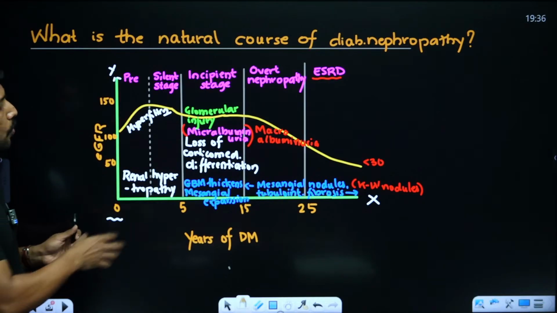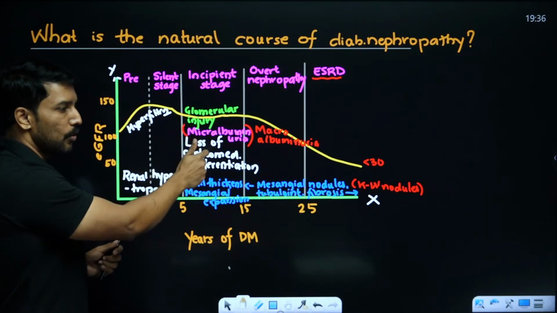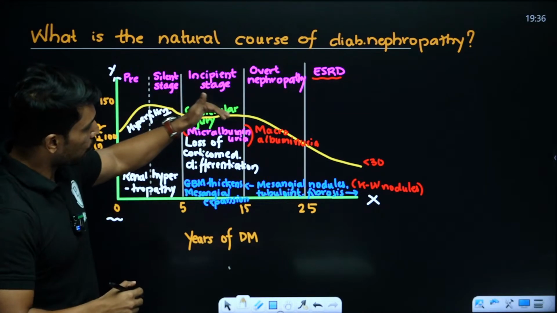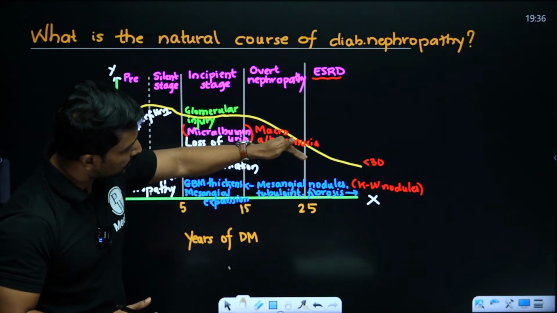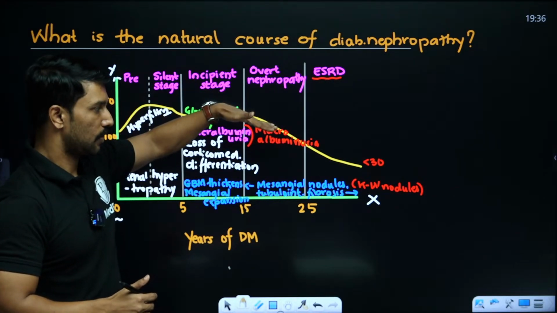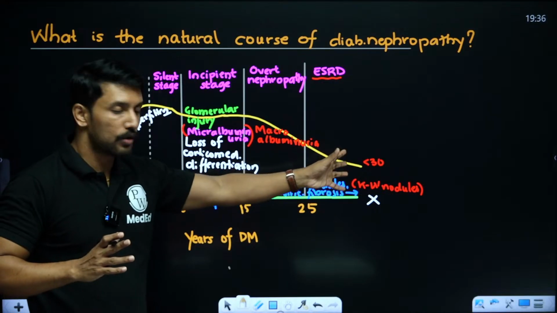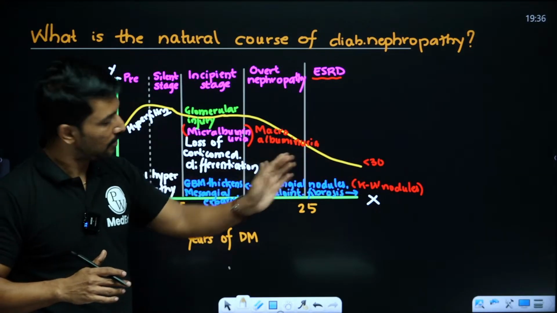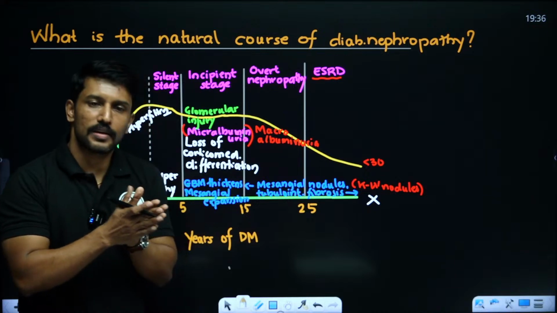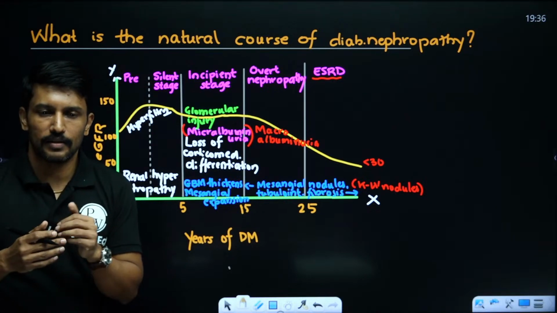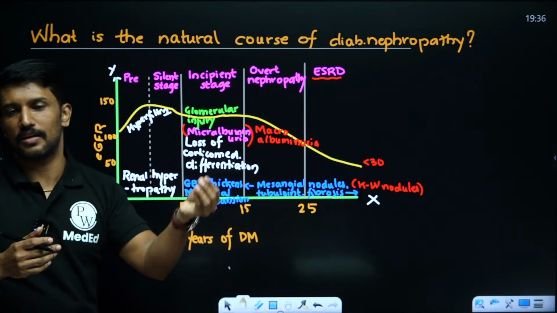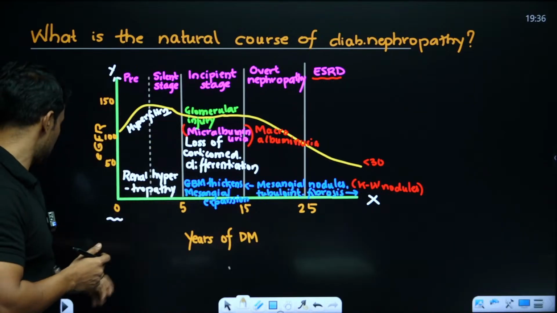So I may be catching hold of the patient here, and if I start him on ACE inhibitors or ARBs, the decline in GFR, which keeps decreasing, may slow down. I'm not saying that it will totally prevent him from going to dialysis. He may reach dialysis, but the patient who was going to reach dialysis 25 years after the onset of the disease may now reach that stage by 30 or 32 years. So it does make a difference.